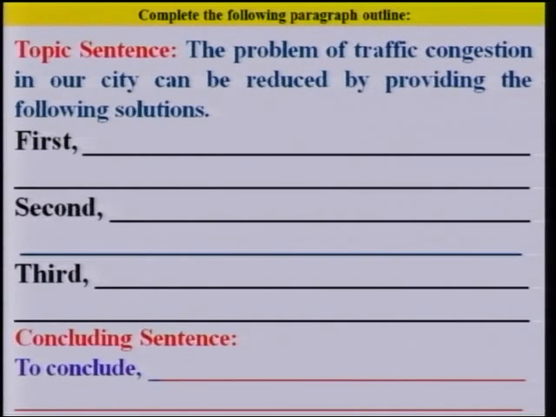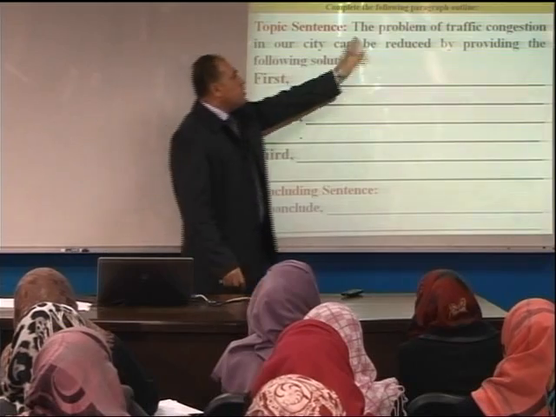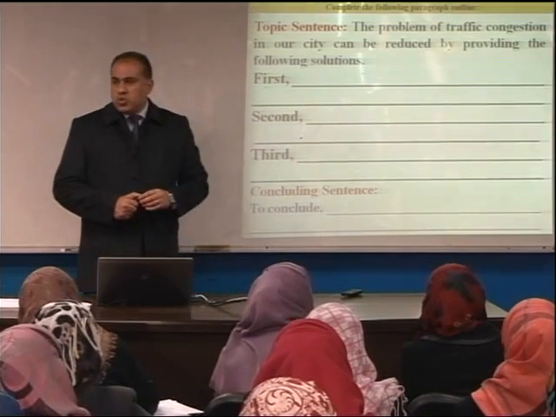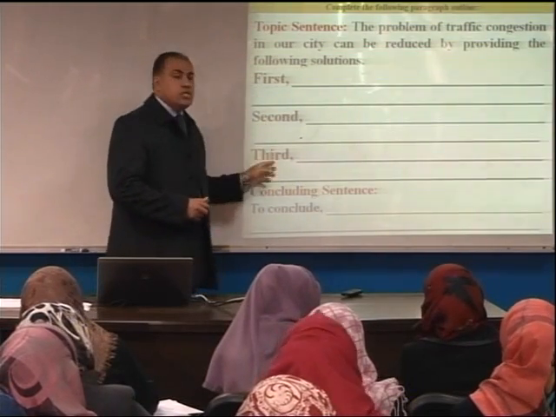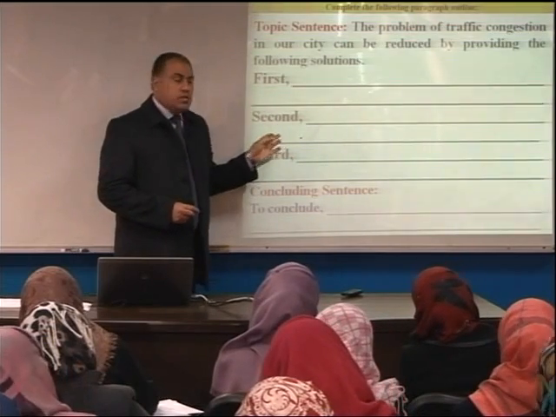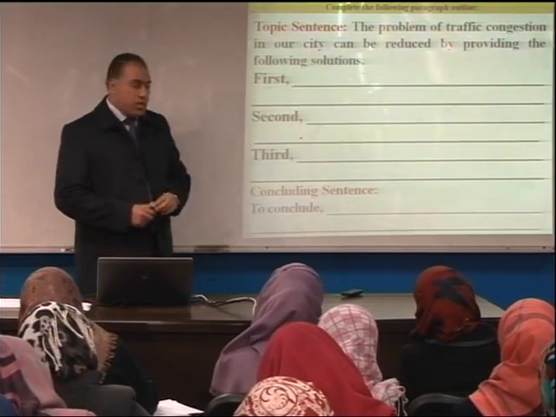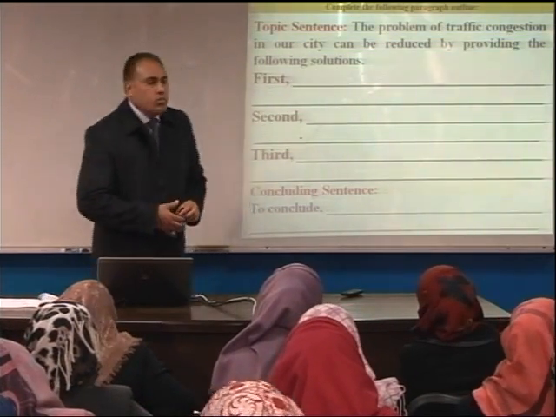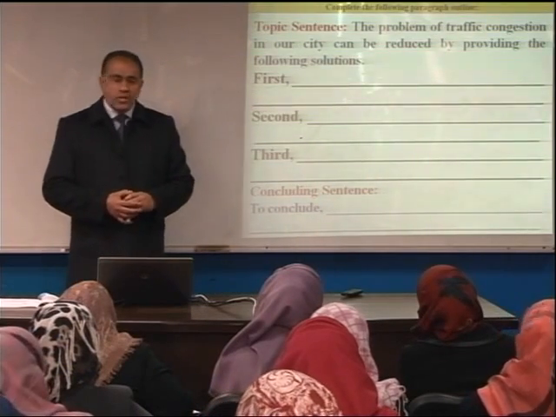Let's just very quickly complete this outline just to get us into the habit of writing paragraphs and writing ideas for paragraphs. Okay? This is not the form of a paragraph, but this is an outline for a paragraph. For instance, topic sentence: the problem of traffic congestion in our city can be reduced by providing the following solutions. Now I would like you just to add 3 supporting details to this outline, and write a concluding sentence. We need 4 sentences at least here to complete this outline. Alright? Yes, please, very quickly.